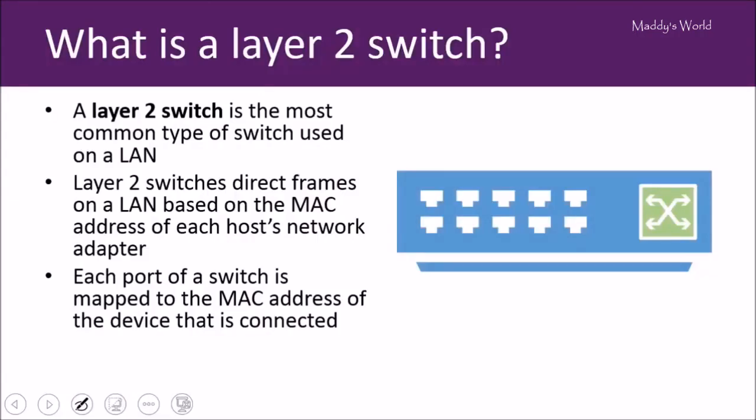So the device that's connected to it, that port on a switch is associated with the MAC address of the device that's connected to it. Okay. All right, so we talked about what a switch is, but what's a layer 2 switch specifically? A layer 2 switch is just the most common type of switch that's used in a local area network. And like I mentioned previously, they direct frames on a LAN based on physical addresses or MAC addresses. Each port of a switch is mapped to a MAC address of the device that's connected.